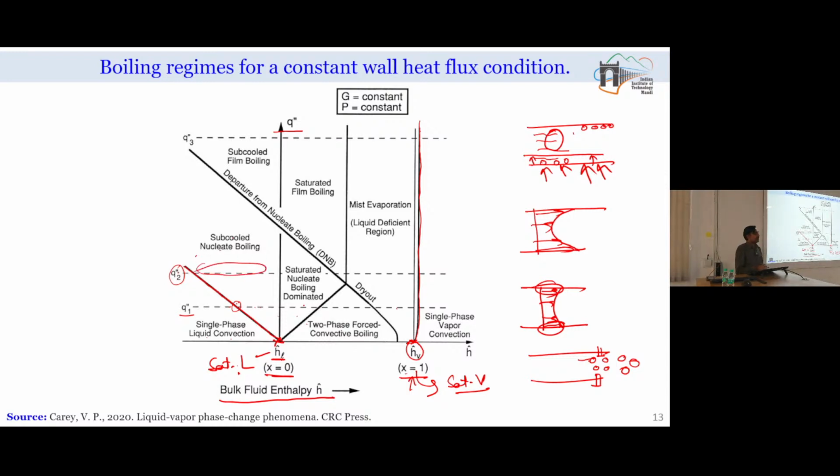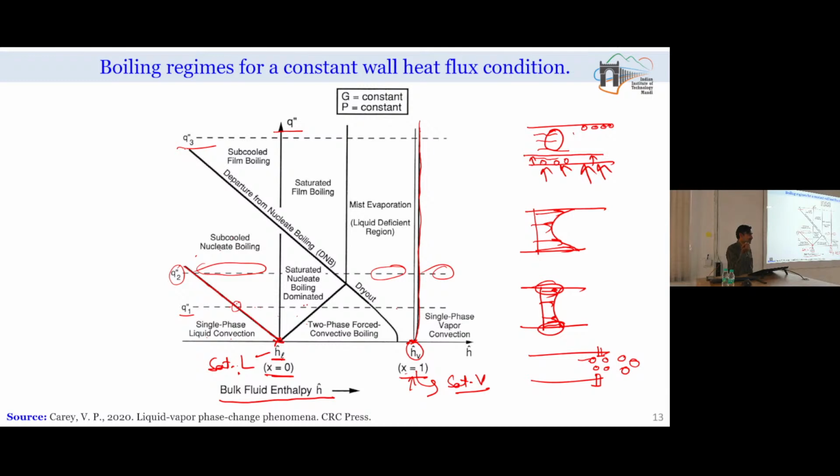And if you go to moderate heat flux conditions, then as I already told you, we will be getting faster nucleation, which will be leading to the subcooled nucleate boiling. Then we will be having the saturated nucleate boiling dominant regime, and finally we will be entering into the mist and the single phase vapor regime.